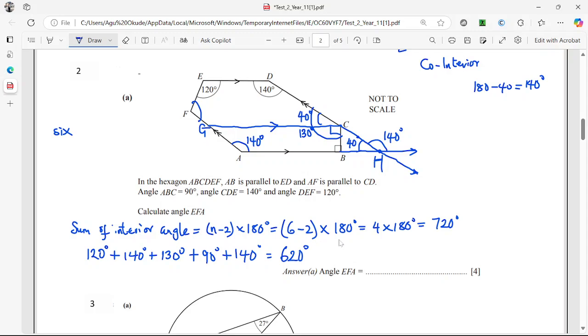Now the 6th angle I'm looking for is basically your EFA. So my angle EFA is 720 degrees minus 620 degrees. So now the answer is just 100 degrees. So that is the answer. That's how we solve this kind of problem.